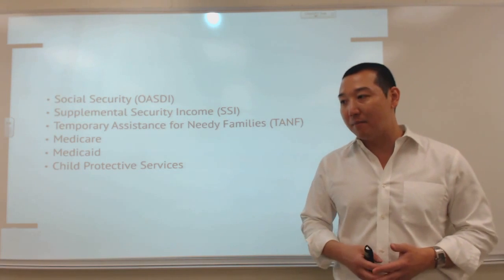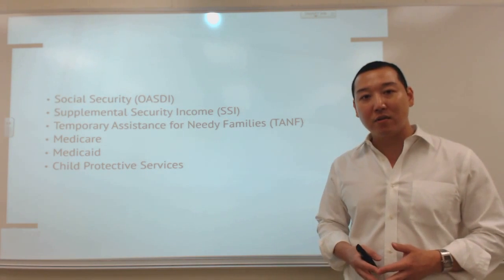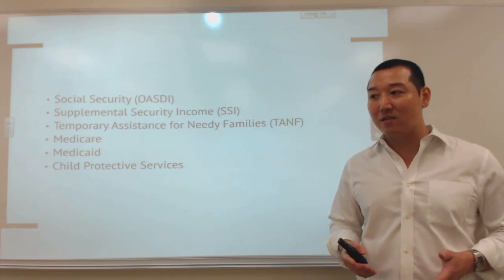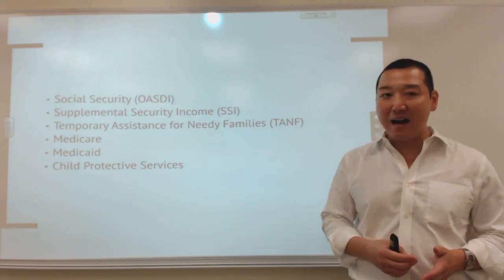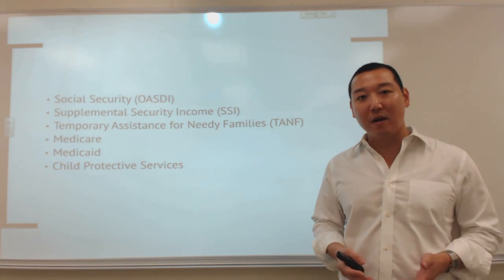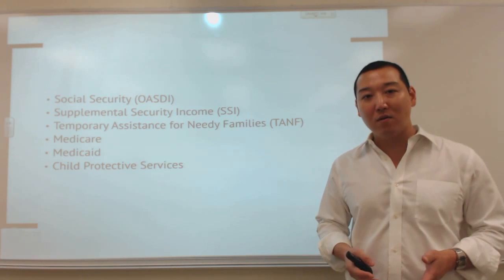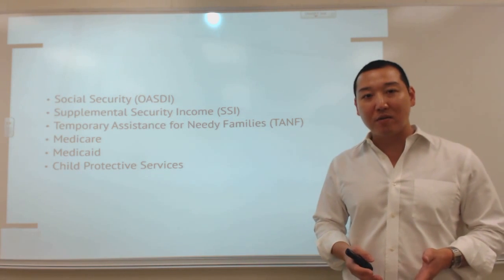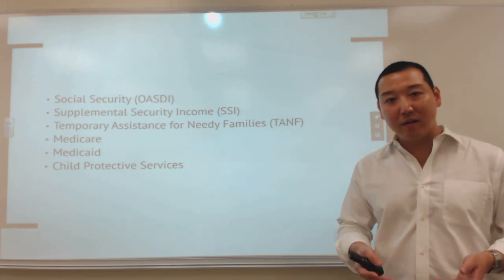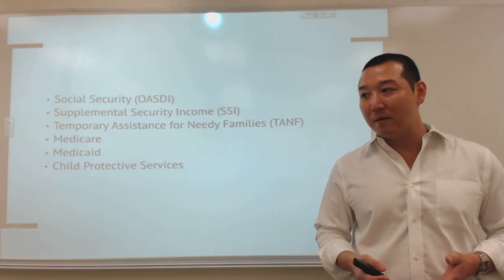The second program here, Supplemental Security Income, is sort of the sibling to Social Security. And so you'll notice in the term Social Security, the last letter there, the I, stands for insurance. And so Social Security is an insurance program, but Supplemental Security Income is a different type of program. You have to be poor to receive Supplemental Security Income. It's a cash assistance program, once again, serving the elderly and persons with disabilities, but you have to be poor, right? It's not an insurance program.